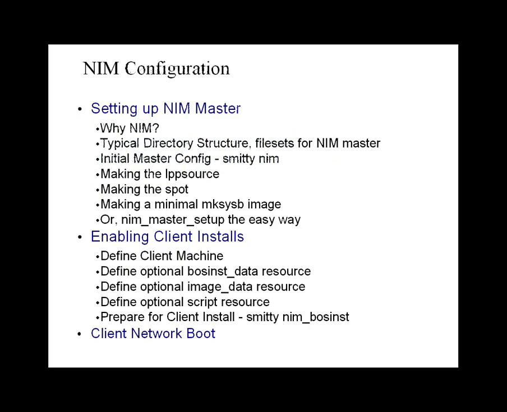So that's our master config. We've really come halfway down the agenda here. We're really about to begin enabling client installs. We have defined one client machine already. You saw us out on the client command line do a SMTI NIM init. That's one way. You can also define client machines at the master. So we'll walk through that and defining some miscellaneous resources. And then we'll walk through the SMTI NIM underbar boss inst operation on the master to enable a client install.